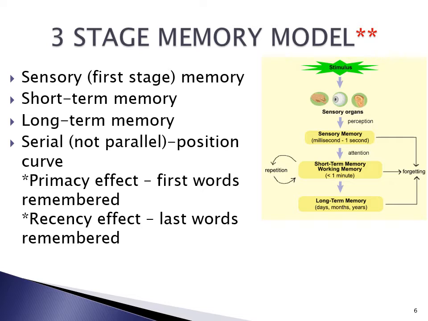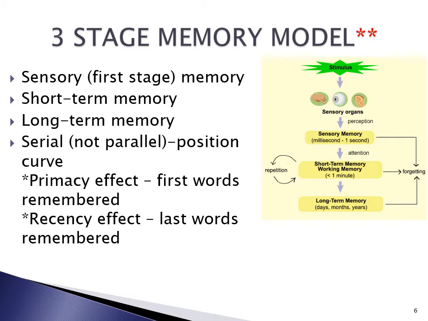All right, let's talk about the serial position curve. The serial position curve shows the rates that we remember things. Not all things have an equal chance of being remembered. We remember things we first hear and the last things we hear, typically.